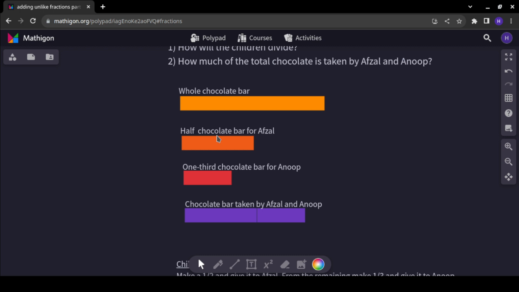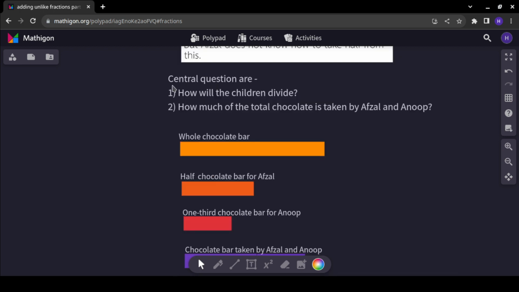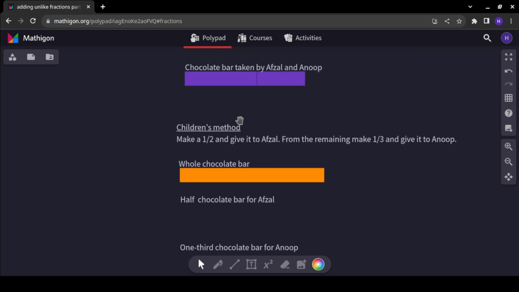Okay, so now we look at some of the strategies the children might say for these two questions. The first one is, how would the children divide? So I've given the children's method. Okay, so make a half. He'll take the whole chocolate, make it into half, and then one half is for Afzal, and the other half I'll split into three parts, and then one of the parts he'll give to Anoop.